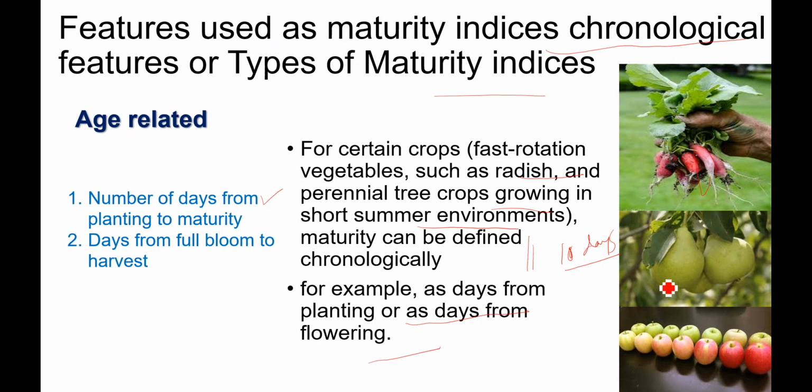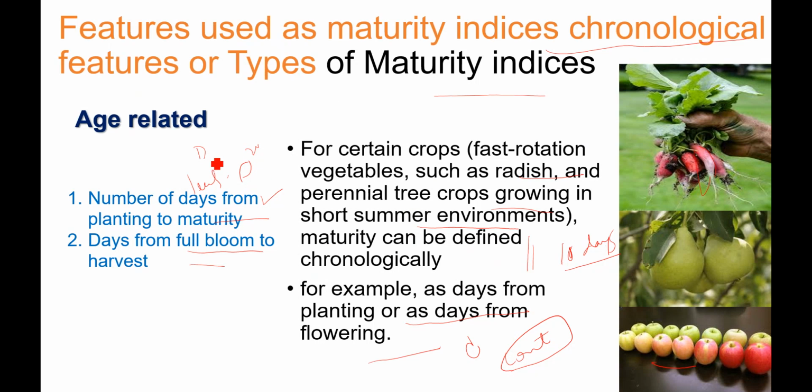So in the case of mango or pear, days from full bloom to harvest, like apple, full bloom from flowers to a ripening stage. So they count the days and they remember these days. In the case of pear and apple, days from full bloom are considered, whereas in some of the leafy vegetables and tubers, the number of days from planting to maturity. Like 10 day old methi, the leaves will be very good, or if it is 20 days, the coriander leaves will be very mature. So it is like that. Okay, so these are the features that are used as maturity indices for the chronological order.